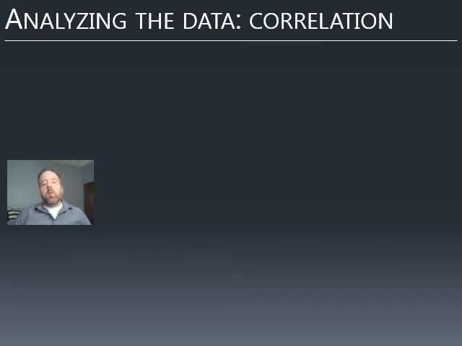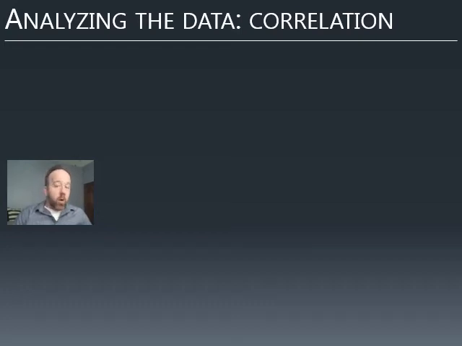Okay, so we have our data, and we can use descriptive statistics. So what do the data look like? What does that distribution look like? We can also analyze the data in a little more sophisticated way. It's going to take a little more work than the mode or the mean or the standard deviation, but it's going to be more informative, and that is through correlation.